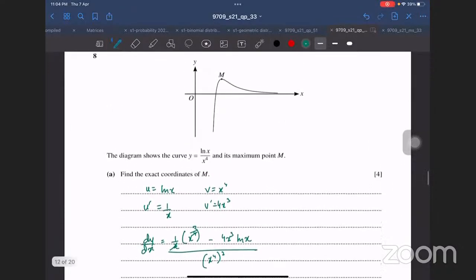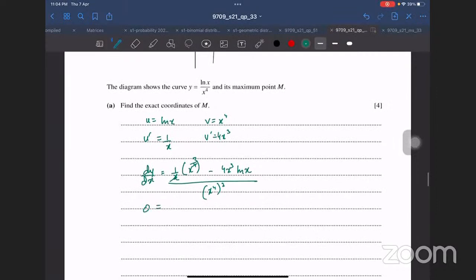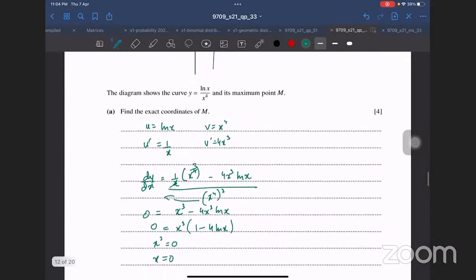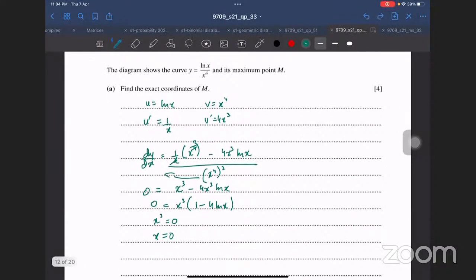Since I have to equate this to 0 if I'm finding the maximum point, I can actually get rid of the denominator and multiply. So it equates to 0. I have x cubed minus 4x cubed ln x. So either x cubed equals 0, so x equals 0. That might not be true because I don't see any point at 0, and x can't be 0 because the term becomes undefined. So 1 equals 4 ln x.